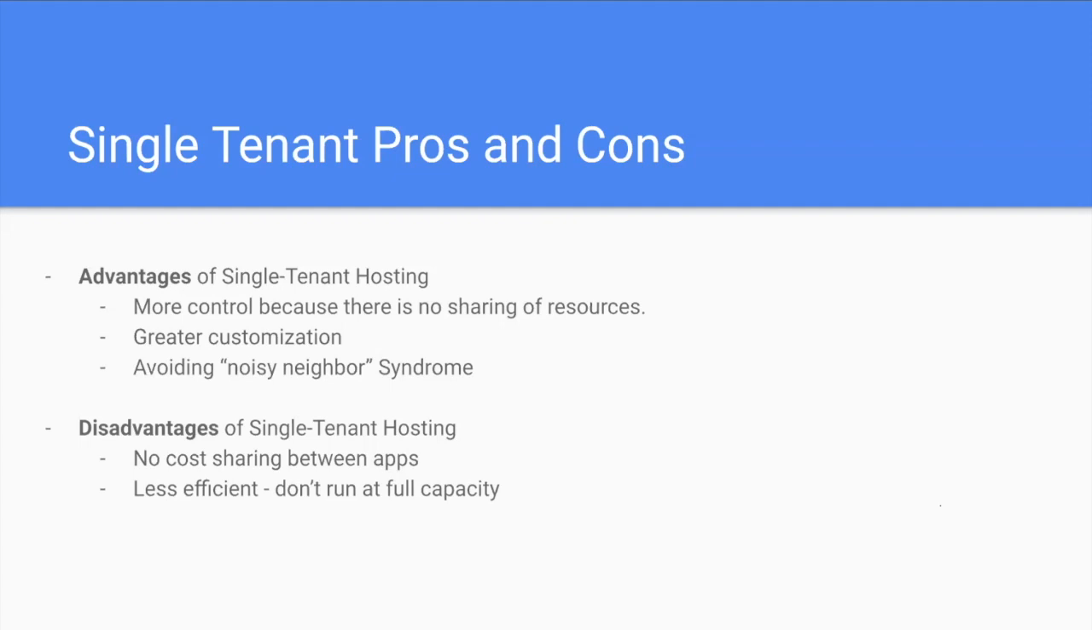So if you have a time period where the app isn't being used very much by your users, that server is just sitting idle, but you're still paying the maximum amount of price for it. Versus in a multi-tenant environment, since the different apps can run at different times, you're really getting the full use out of that server that you're paying for. And they are also less efficient because, like I said, they're not running at full capacity.